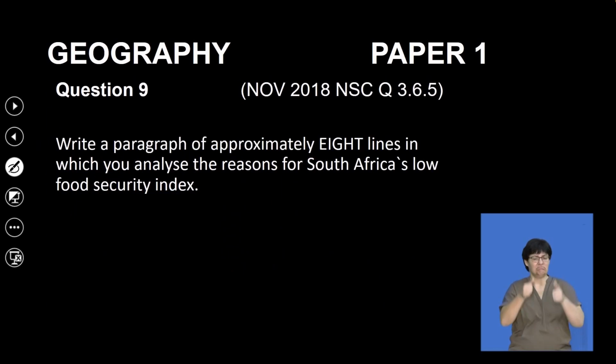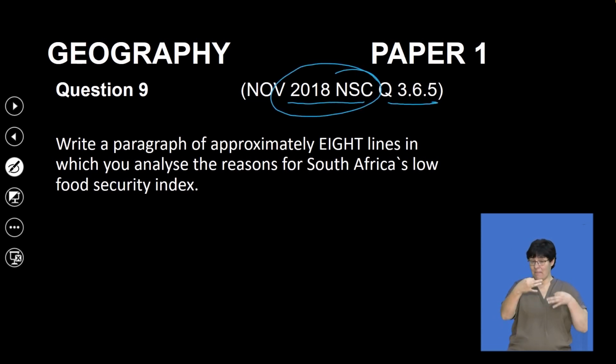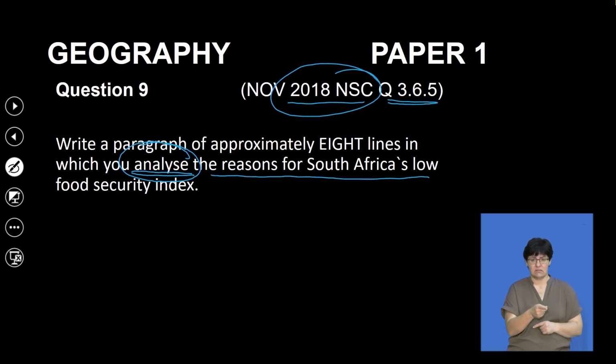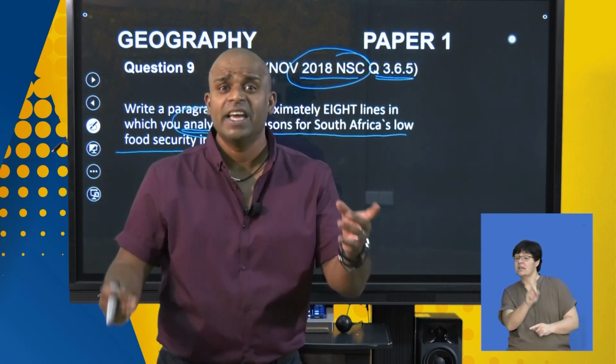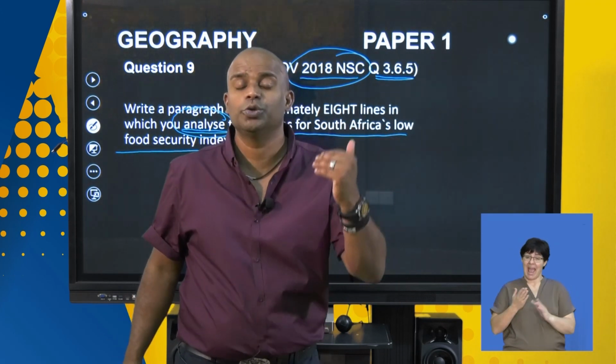Let's look at another question. In the 2018 same examination paper, we looked at question 365, and this one looks at, are you looking for the verb? Correct. Analyze. In this particular examination, the instructional verb was analyze. Reasons for South Africa's low security food index. If I'm picturing this examination, it was about a case study that shows that South Africa is ill-equipped to give all its inhabitants access to nutritious food.